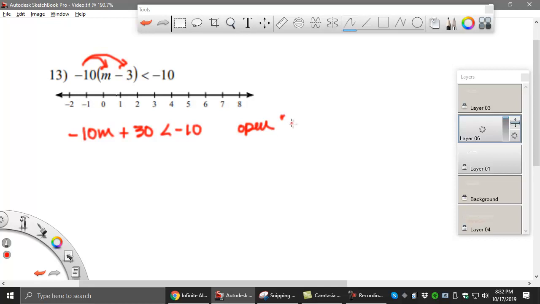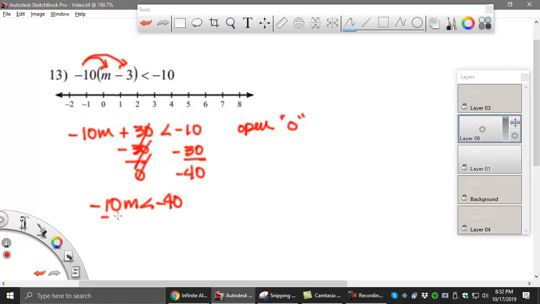Now, you look at our inequality, it's less than, so that means it's going to be an open set, and I'll show that by a circle. Okay, the next thing I want to do is to get that +30 to go to 0. So I put it with a -30, it goes to 0, then I do it to the right-hand side, just like I did to the left-hand side. Now our integer math says if I'm adding or subtracting numbers with the same sign, I add the numbers and keep the sign. So now that gives me a -10m is less than or equal to a -40.